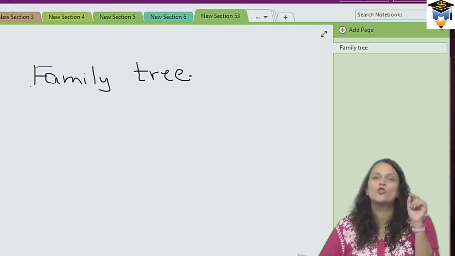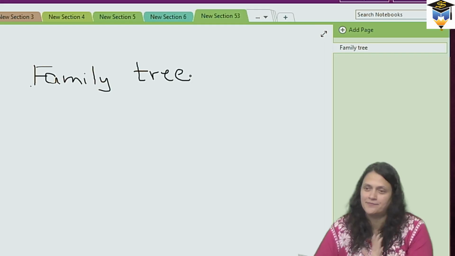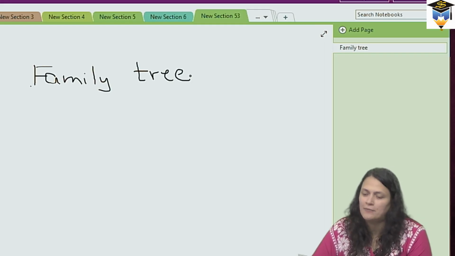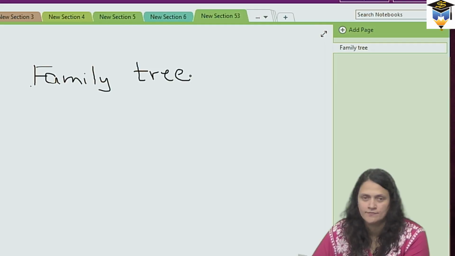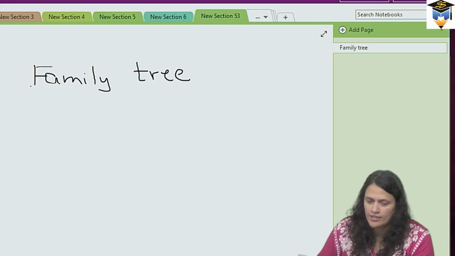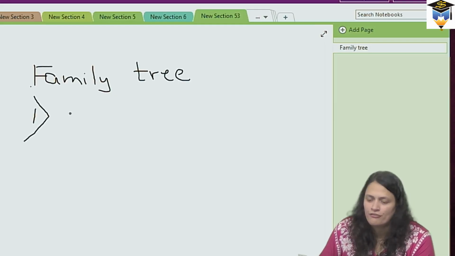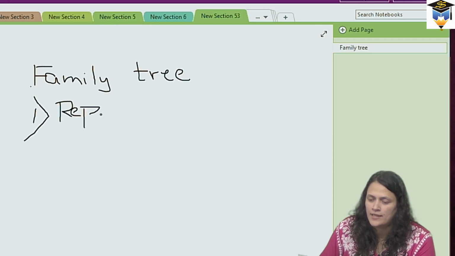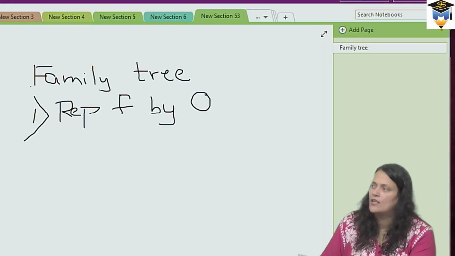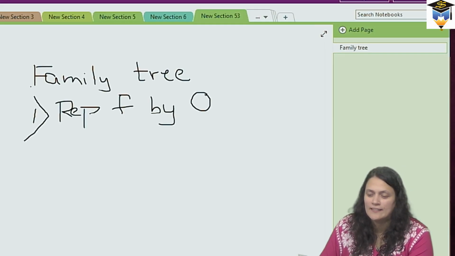Okay, write down rules for drawing a family tree. First rule, represent females by circles. Write down, represent females by circle.